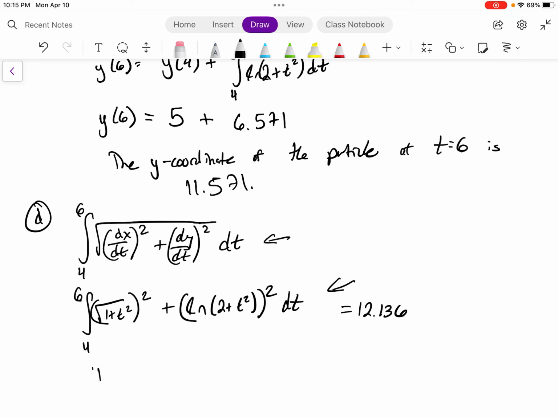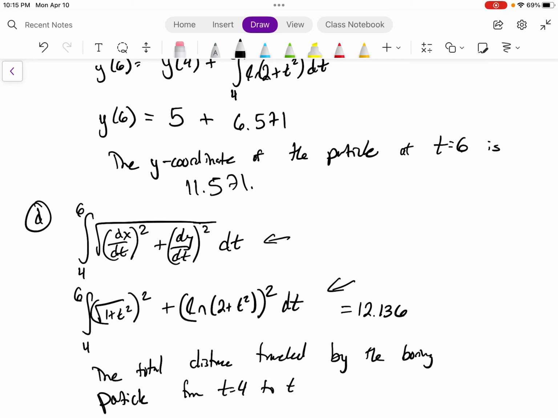And you would punch this into your calculator, and you would get 12.136, right? So we'd say the total distance traveled by the boring particle from t equals 4 to t equals 6 is 12.136 units, whatever those are. I don't think they were given, but if they were, let's find that. Okay, so we showed our work. Even if we knew to go straight to this formula, right? We showed that we sort of knew where it came from with an integral. Okay, so that was part 2 that we sort of talked about earlier today.